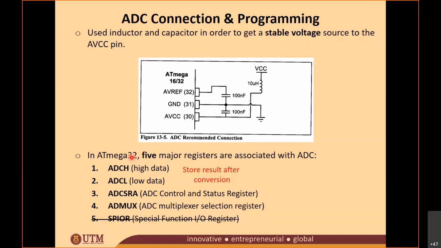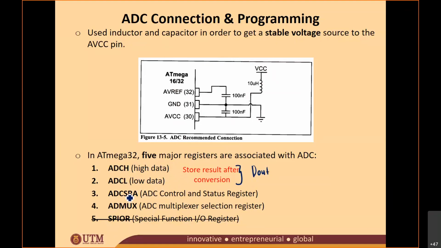Okay, and then in ATmega32, there are 5 major registers associated with ADC. These are the 5 registers that you need to know. The first one we call ADCH and ADCL. This is where you store your result after conversion. This is where you put your D out, so your D out will be stored inside of this register.